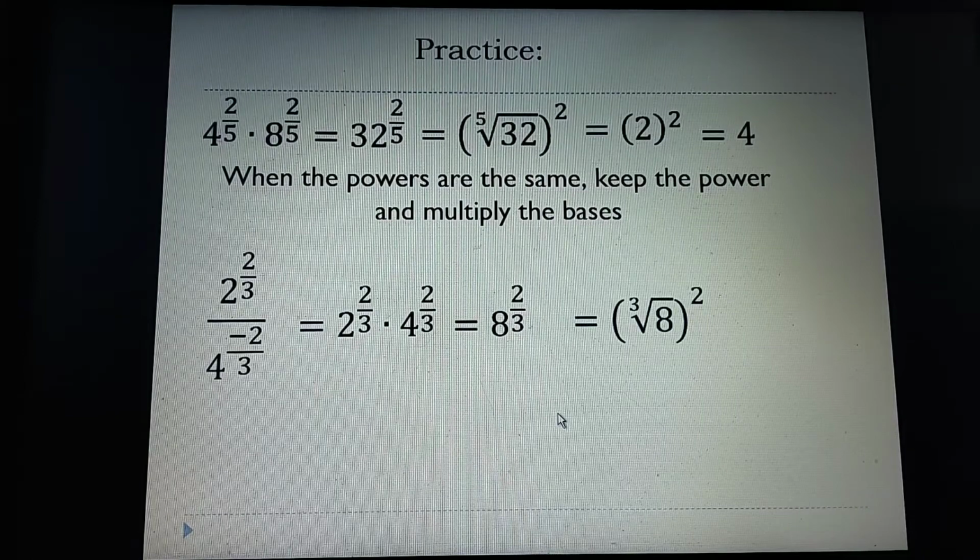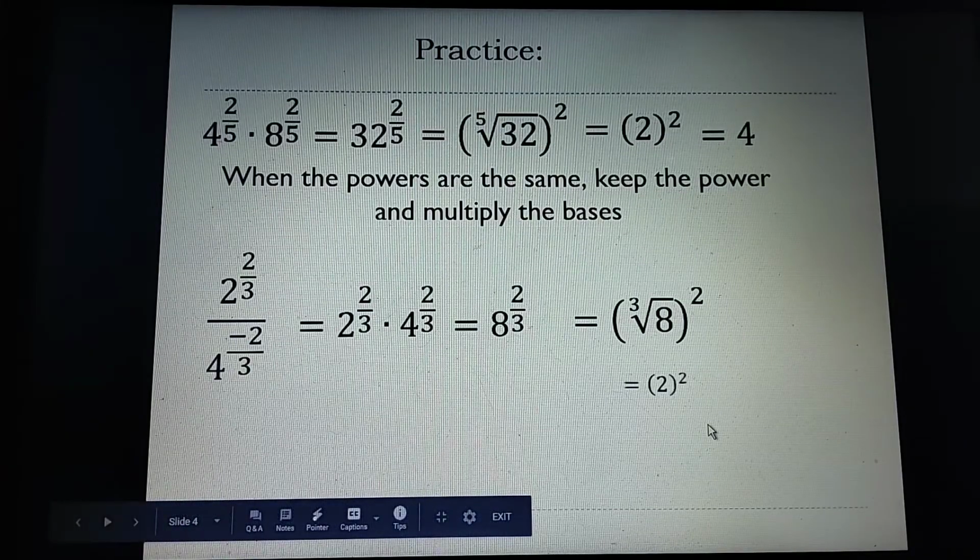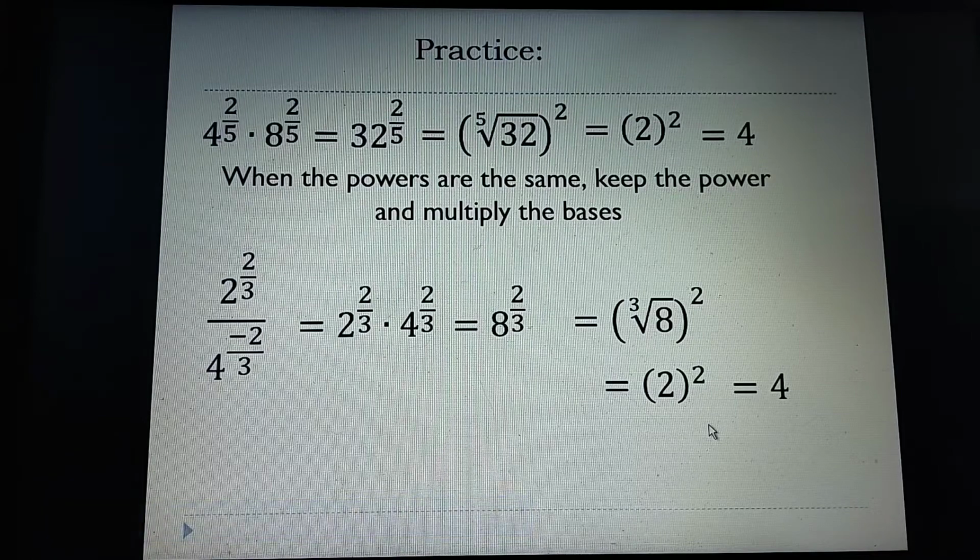Rewrite it in radical form. We know the 3rd root of 8 is 2, so now we have 2 squared again. So that means it's also 4. Okay, this is kind of like an additional problem. You want to keep using that table. So you want to look at the notes that I have that are not attached to the video. So you can keep looking at those rules as you go through this.